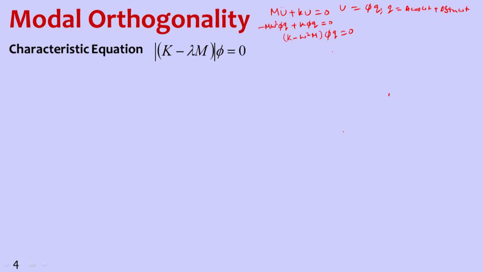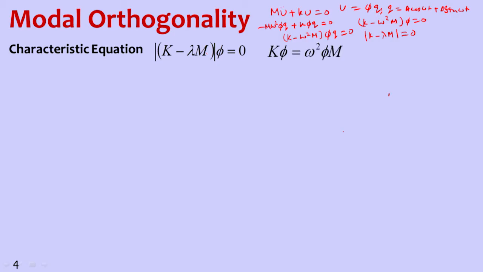This we had already discussed. So q cannot be 0. For a non-trivial solution we need k minus omega square m, into phi, to be equal to 0. Phi also cannot be 0, because if phi and q are zero then u will become 0. So for a non-trivial solution both cannot be 0. So we will be left with k minus lambda m, multiplied by phi, equal to 0.